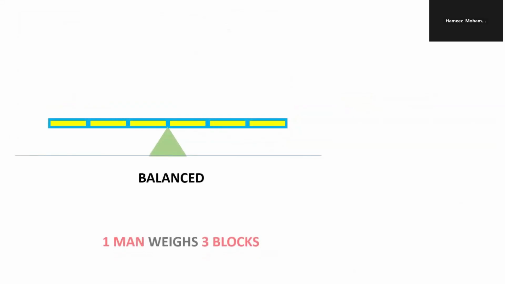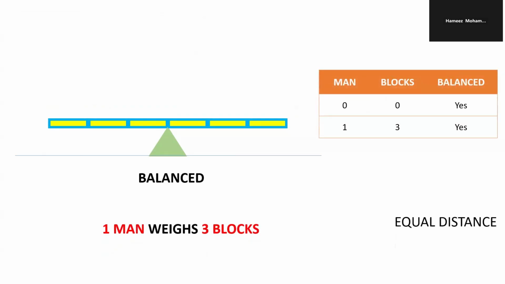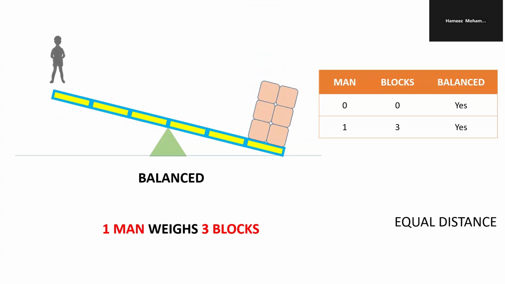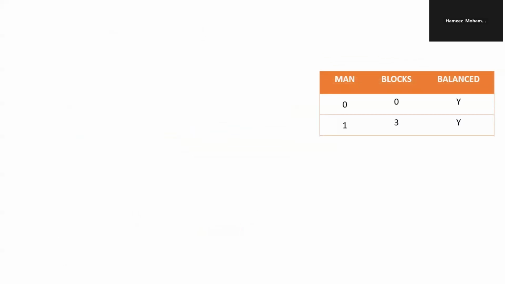Let's continue. We had the idea that we know 1 man weighs 3 blocks. And if we develop on that, what happens now if we have 6 blocks and we put 1 man? Will that be able to shift the weight and cause it to be level so it is balanced? More than likely, no. So it is not balanced at this point in time. So we say 1 man is not equal to 6 blocks in terms of weight. So how do we do that?